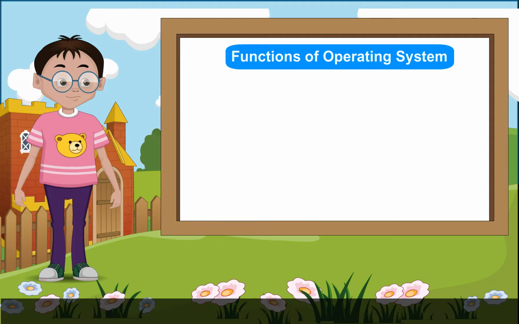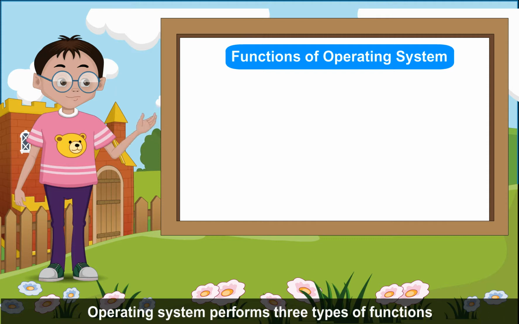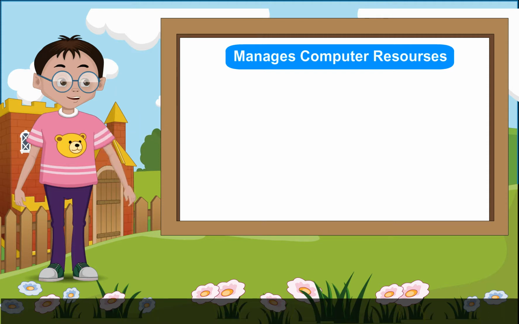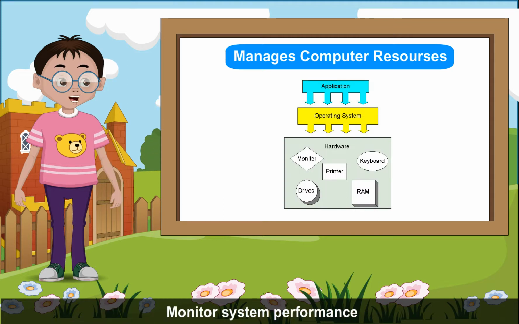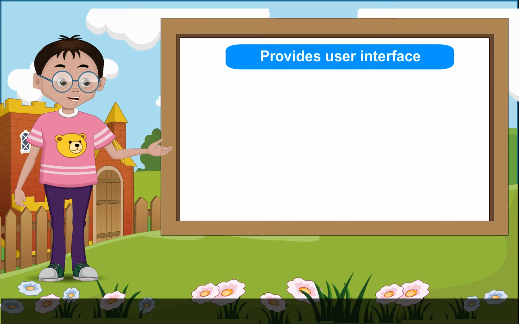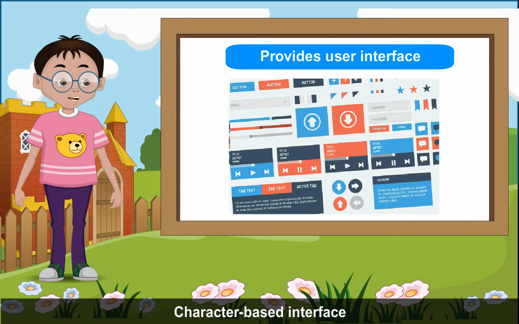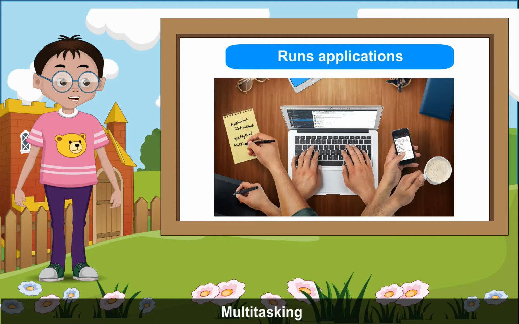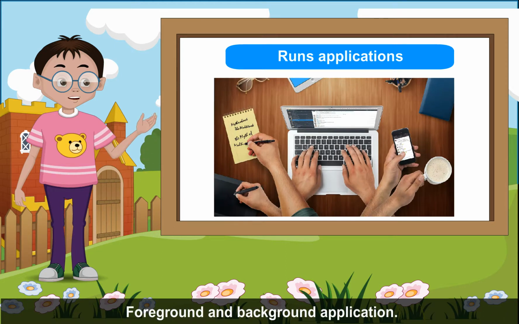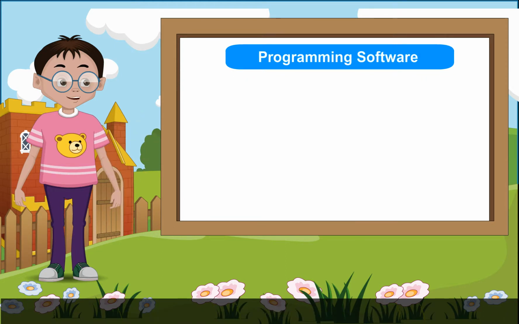Functions of an operating system. The operating system performs three types of functions. Manage computer resources, coordinating memory, processing, storage, and printers. Monitor system performance, provide security, start up the computer, provide user interface, character-based interface, graphical user interface, or GUI, and run applications, multitasking, foreground and background applications.